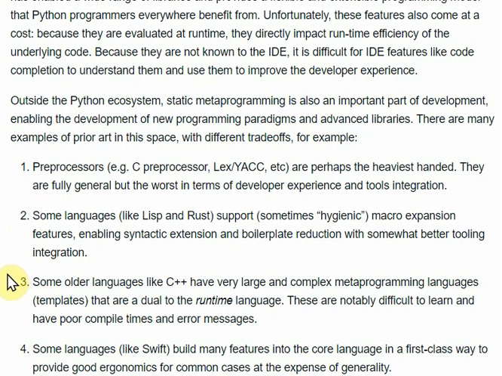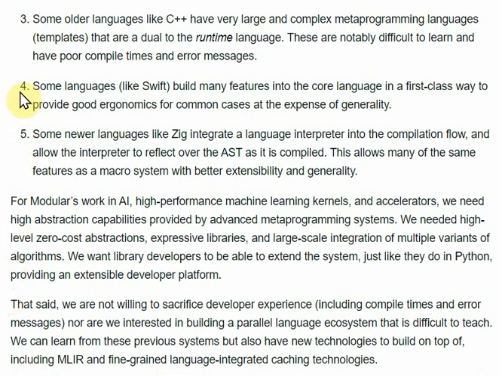3. Some older languages like C++ have very large and complex metaprogramming languages, templates, that are a dual to the runtime language. These are notably difficult to learn and have poor compile times and error messages. 4. Some languages, like Swift, build many features into the core language in a first-class way to provide good ergonomics for common cases at the expense of generality. 5. Some newer languages like Zig integrate a language interpreter into the compilation flow, and allow the interpreter to reflect over the AST as it is compiled. This allows many of the same features as a macro system with better extensibility and generality.